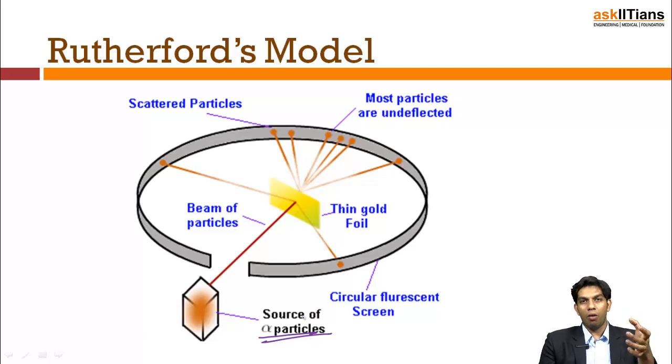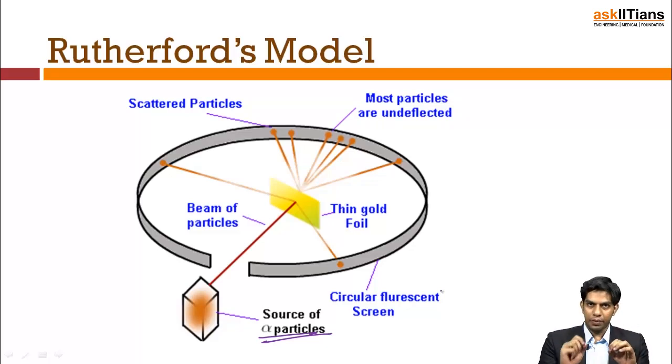It's hundreds of atoms thick, like 200, 300 atoms thick, that's it. That's how thin this foil was. And it was surrounded completely by a circular fluorescent screen. That is, I have some illuminating screen. If there is a collision of any particle with the screen, there will be illumination, or a bright spot on that particular screen. So he surrounded the complete setup with the screen.